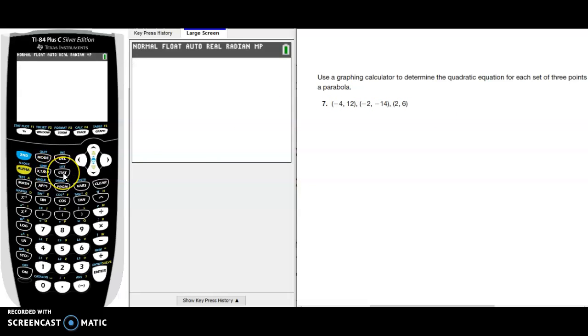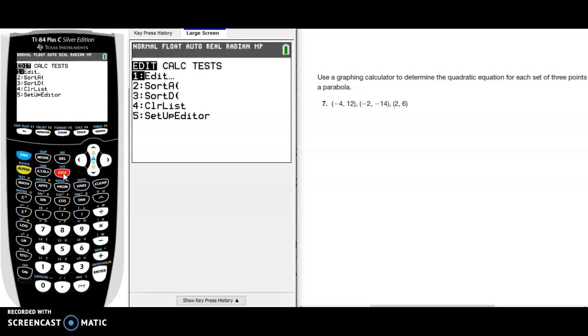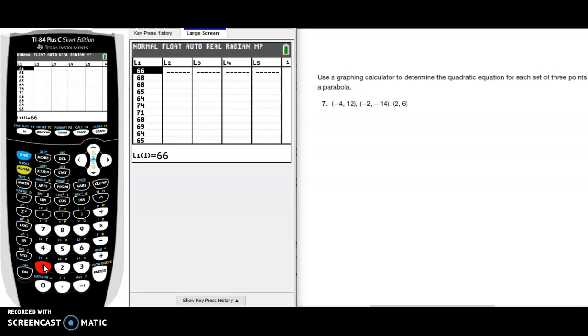So what we do in our calculator is hit the stat button, then push enter on edit, or push the number 1. In here, I currently have some data from another class. If this is the first time you're using your graphing calculator, you probably would have no data. I need to arrow up so that L1 is highlighted, hit clear, and that will clear out my whole list.